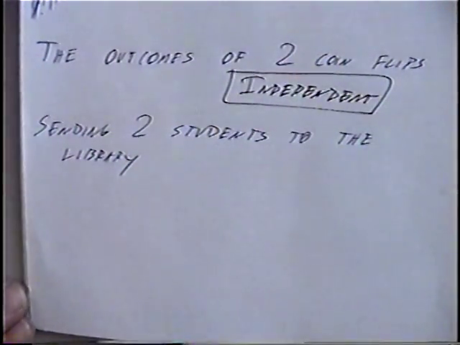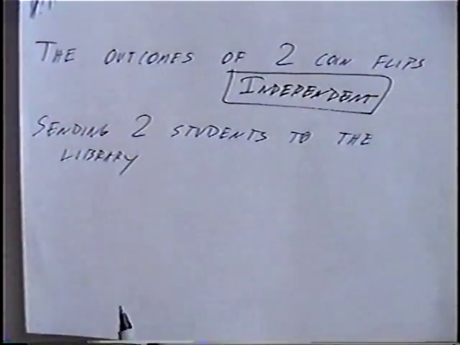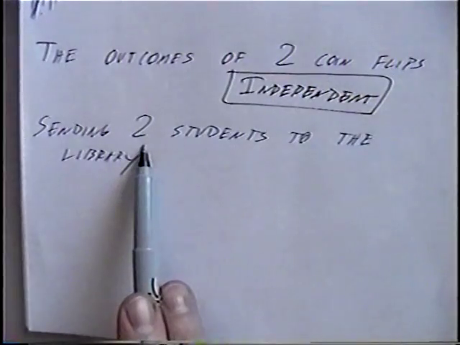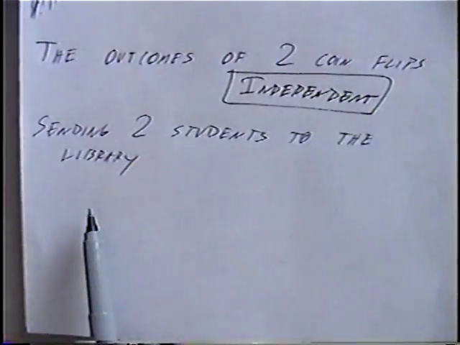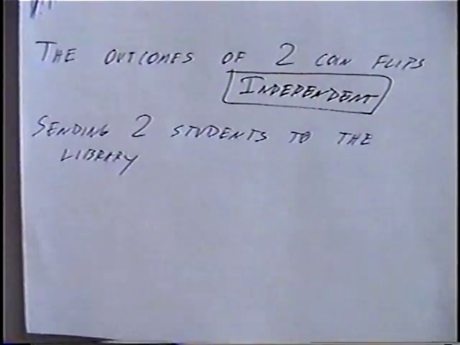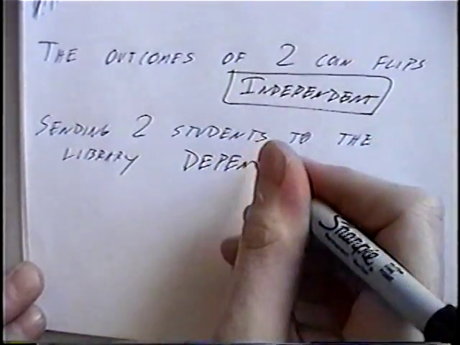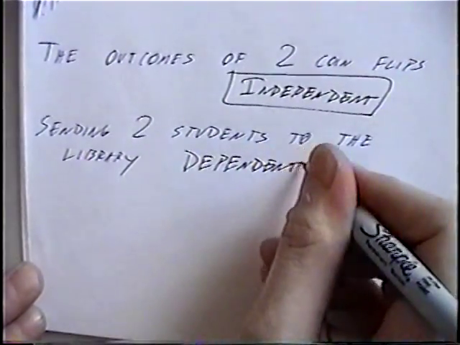In the second example, sending 2 students to the library. If you have a class full of students and you pick a single student, that reduces how many students you have in class, which will change the percentage or chance of selecting the second student. In this case, the 2 events would be dependent.